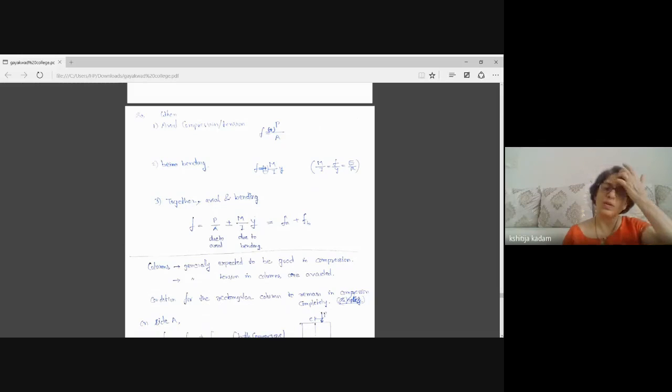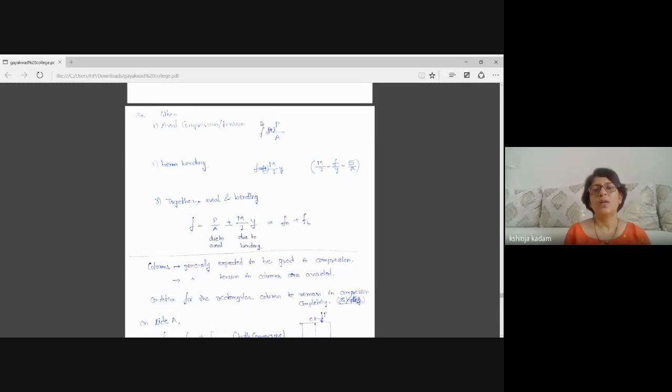Now let us see about columns, and if they are not long. If they are not very long, Euler's formula will not be applied. What is Euler's theory? Euler says that if the column is very, very long, it will deflect, it will fail only because of buckling. But if the column is not too long, I have to consider compression as well as bending. So I have two formulas.